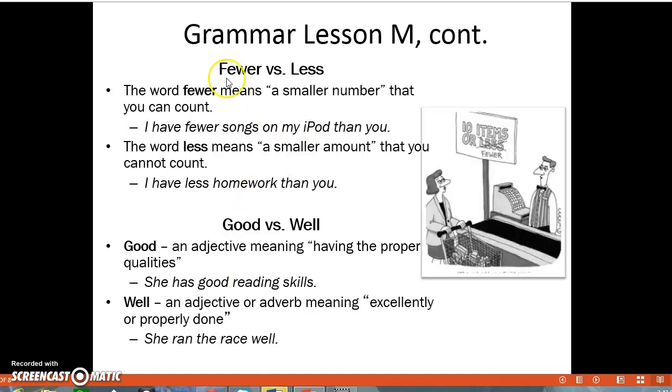All right, then we have fewer versus less. And these are used incorrectly all the time. And after this lesson, when you see them used incorrectly, it will drive you crazy. So the word fewer means a smaller number that you can count. I have fewer songs on my iPod than you. The word less means a smaller amount that you cannot count. I have less homework than you.